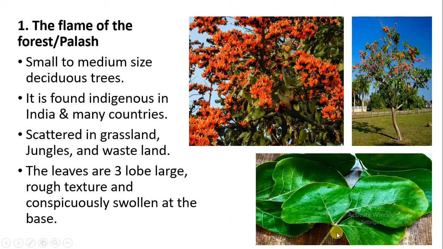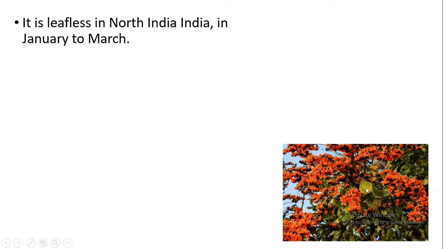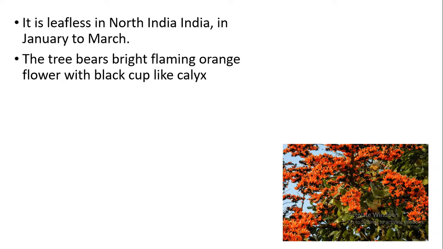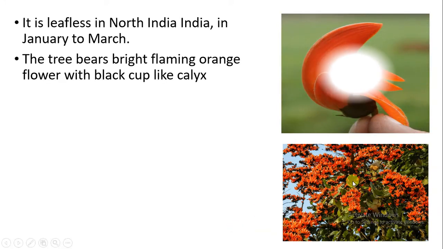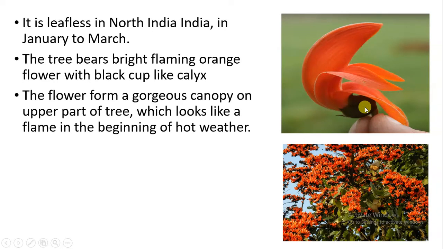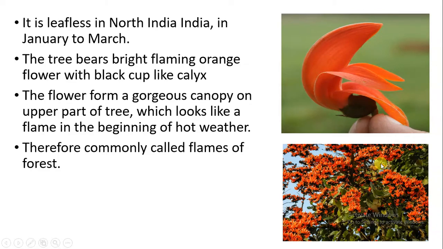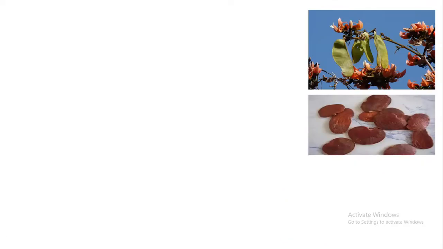Here, when we see the leaves, they are three lobed, large, rough in texture, and conspicuously swollen at the base. Further, this palash tree is leafless in North India from January to March. And the tree bears bright flaming orange flowers with a black cup-like calyx. The flowers form a gorgeous canopy on the upper part of the tree, which looks like a flame in the beginning of the hot weather. Therefore, the name flame of the forest has been given.